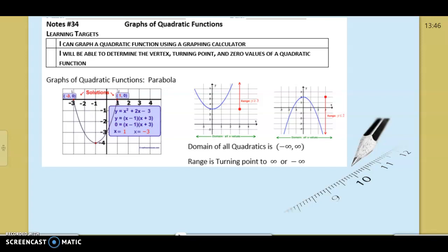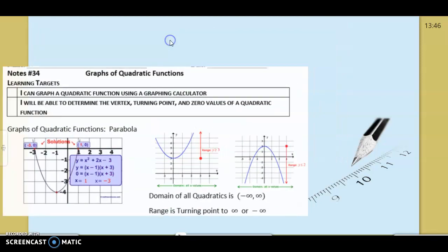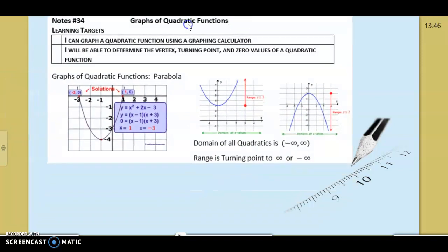So what is a quadratic function? Well, it's anything in which x to the second power is involved. So we've had our linear functions, our y equals mx plus b's. We have had our exponential functions when the exponent is a variable. Quadratics are when it's to the second power.